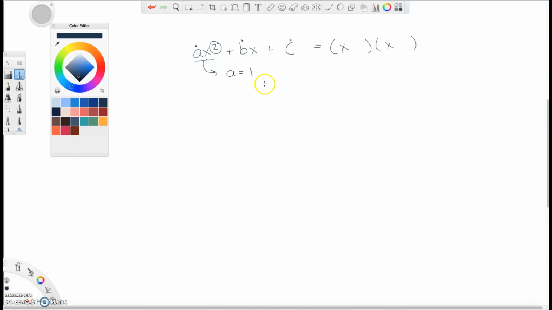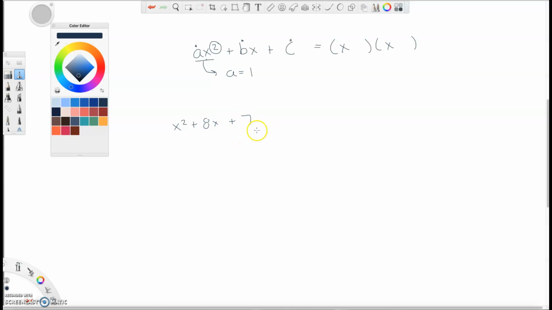Now, I'm going to go through two distinct processes of doing this for the sake of your convenience and to give you the option to choose which one you're most comfortable with and you find easiest. So let's start with a pretty basic example. Let's say that we have the problem x squared plus 8x plus 7.